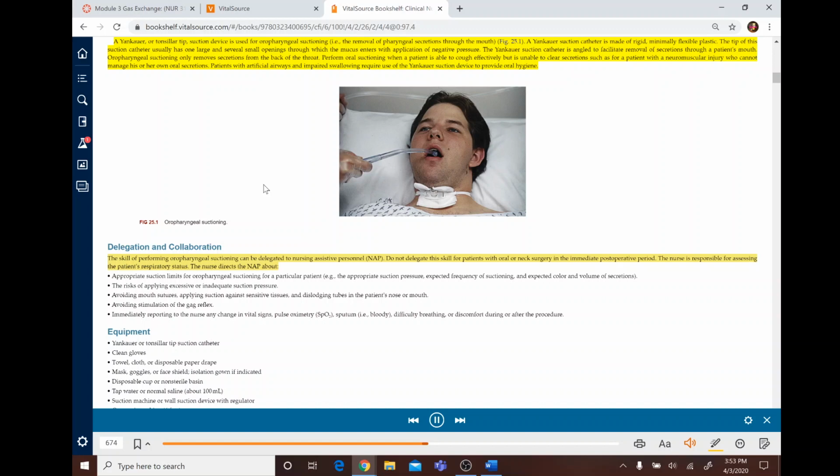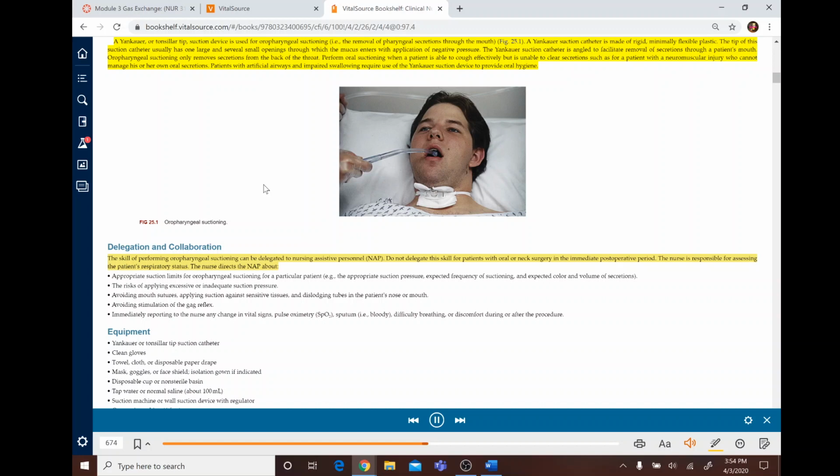A Yankauer, or tonsillar tip, suction device is used for oropharyngeal suctioning, that is, the removal of pharyngeal secretions through the mouth (Fig 25.1). A Yankauer suction catheter is made of rigid, minimally flexible plastic. The tip of the suction catheter usually has one large and several small openings through which the mucus enters with application of negative pressure. The Yankauer suction catheter is angled to facilitate removal of secretions through a patient's mouth. Oropharyngeal suctioning only removes secretions from the back of the throat.